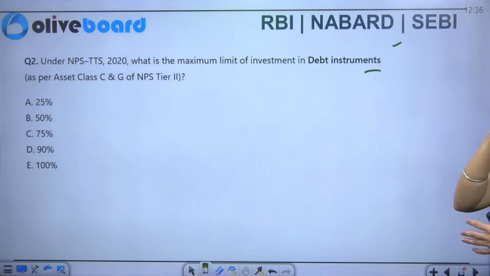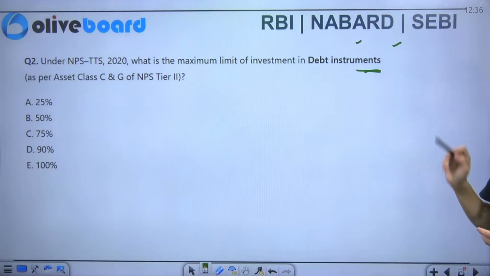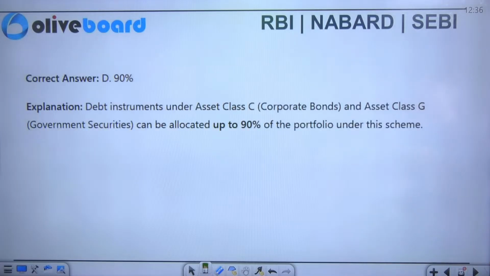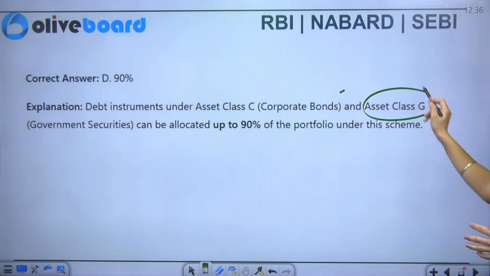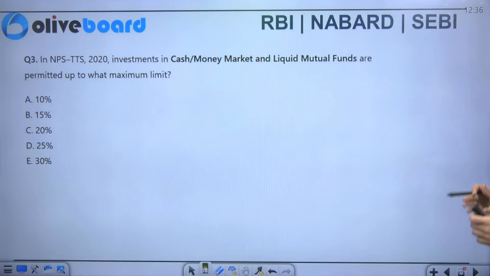Remember here, I am asking about the maximum limit of investment in debt instruments. What is the maximum limit in debt instruments? Alright, so the correct answer is 90% under this asset class C, corporate bonds, asset class G, government securities can be allocated up to 90% of the portfolio under this particular initiative.